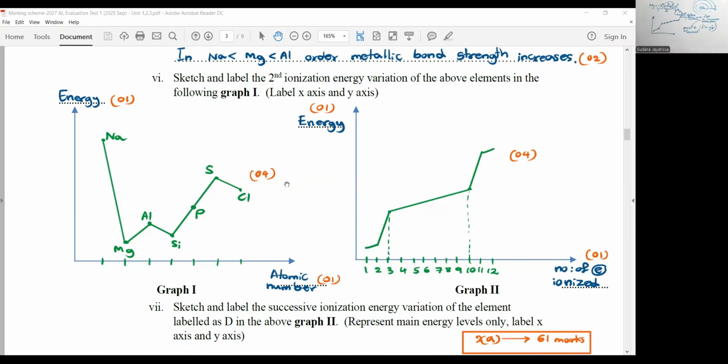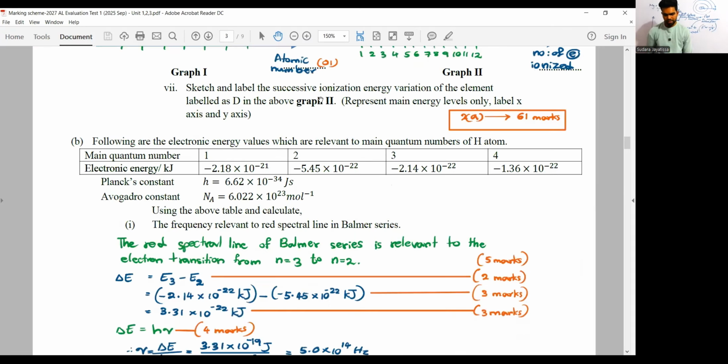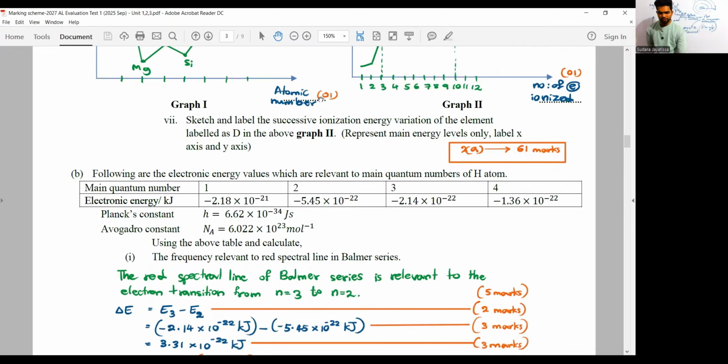This is the one you have to draw, and then you can write down the explanation of how this graph came. In your paper, basically everything that can be asked from these lessons is asked. Whenever you need to revise the topic, you can go through our paper, write a review, and do the same paper again. Now let's go to part B. 61 marks are allocated for part A, so now look at part B.